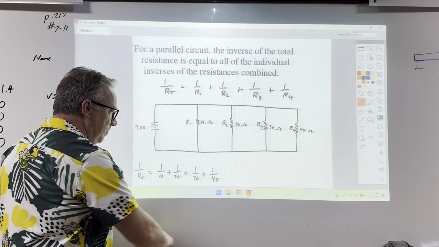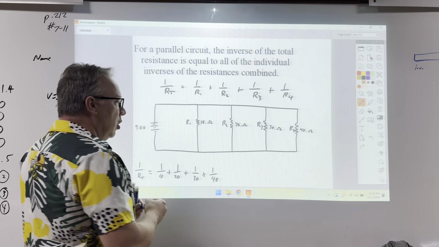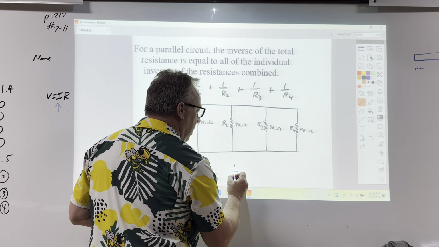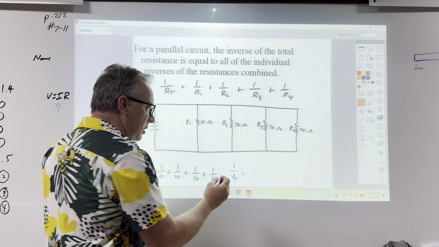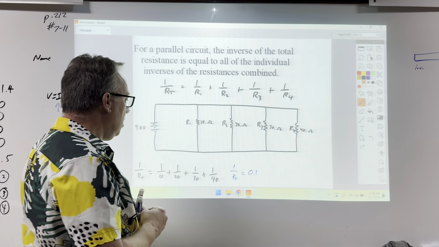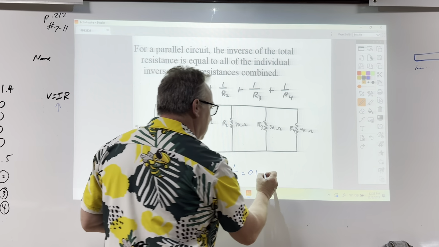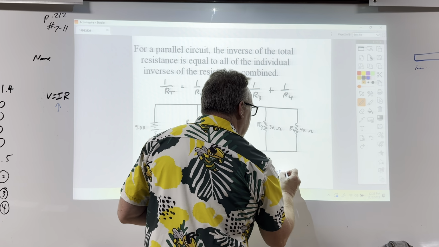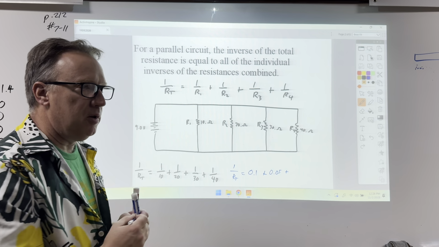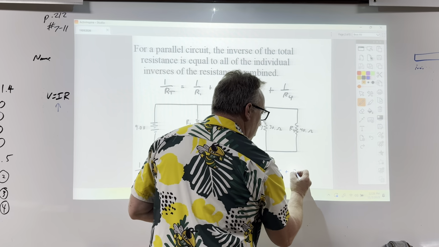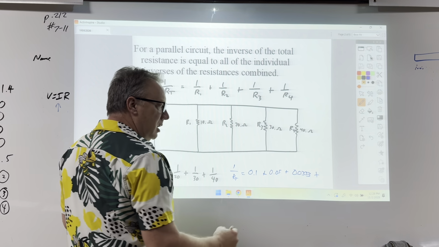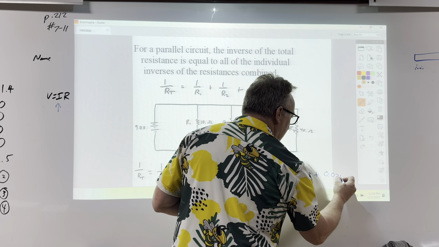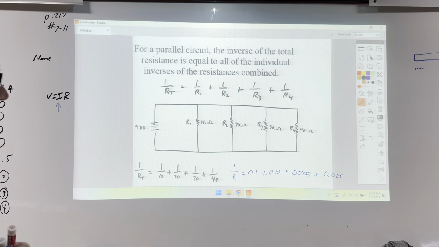So 1 over RT, use the calculator. Pick up the calculator. 1 divided by 10 is 0.1. 1 divided by 20 is 0.05. 1 divided by 30 is 0.03. 1 divided by 40 is 0.025.